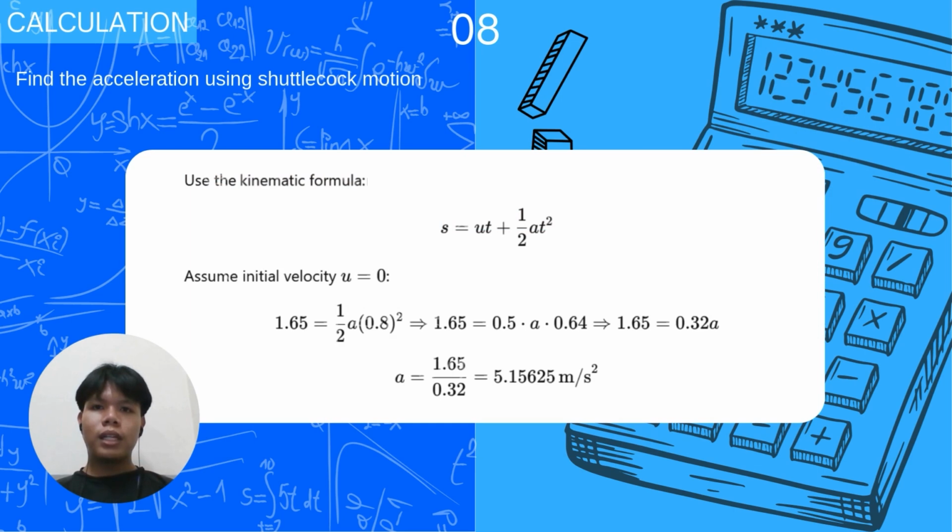Next, we will find the acceleration using the shuttle motion. Use the kinematic formula s equals ut plus 1/2 at squared. We assume that the initial velocity u is equal to 0. Then, after we calculate, we get a equal to 5.15625 meters per second squared.